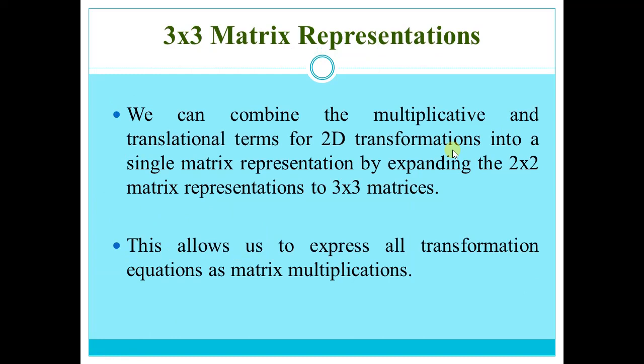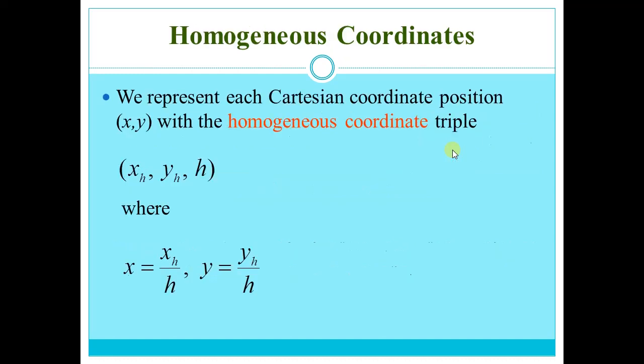Next, 3 by 3 matrix representation. So we can combine the multiplicative and translation terms for 2D transformations into a single matrix representation by expanding the 2 by 2 matrix into 3 by 3 matrices. This allows us to express all transformation equations as matrix multiplication. For that, we are going to use homogeneous coordinate systems.